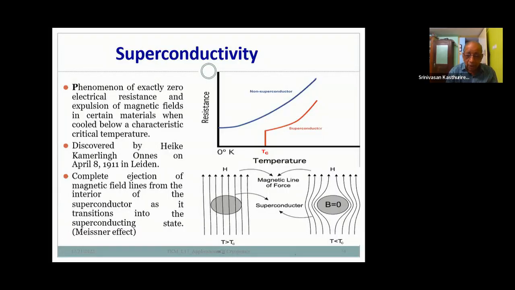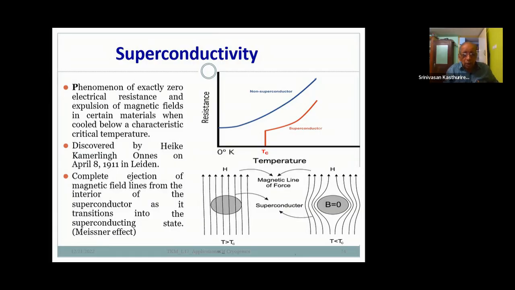What about superconductivity? We have seen superconductivity and applications. Superconductivity is a phenomenon where the resistance suddenly drops to zero for a particular material. That particular temperature at which the resistance drops to zero is called the transition temperature, or TC. At that particular temperature, the resistance suddenly drops to zero.